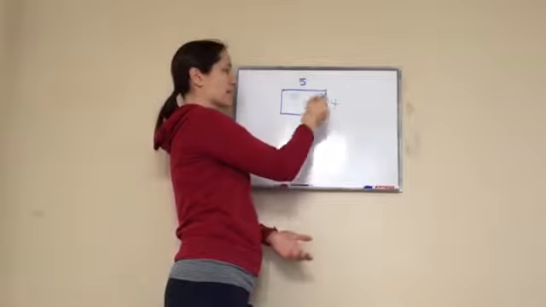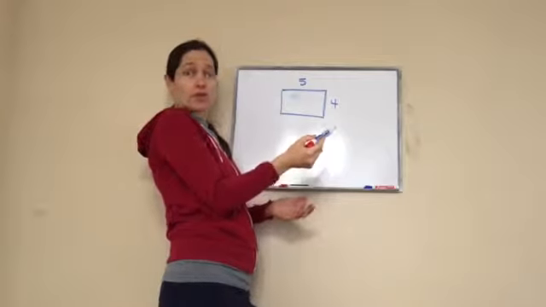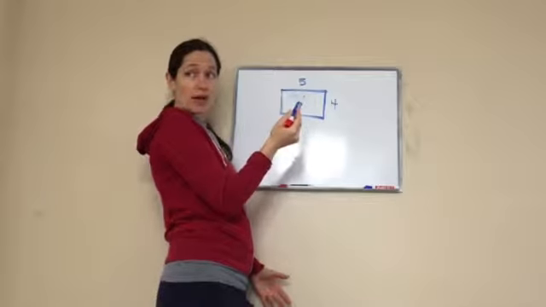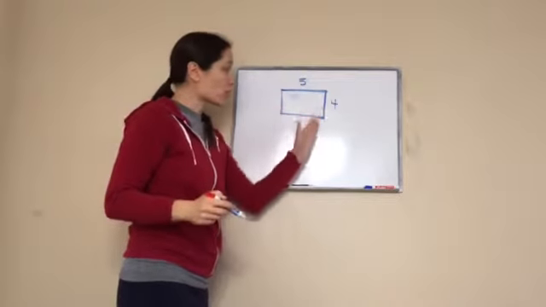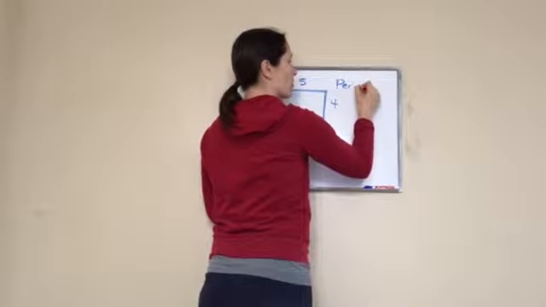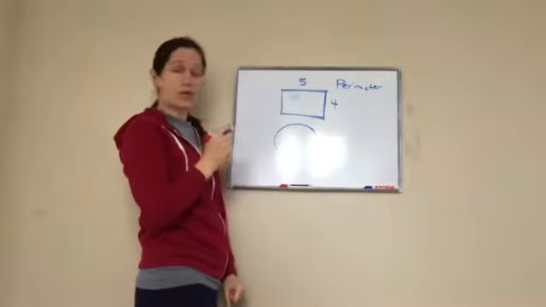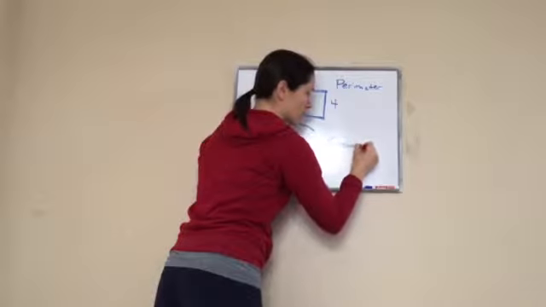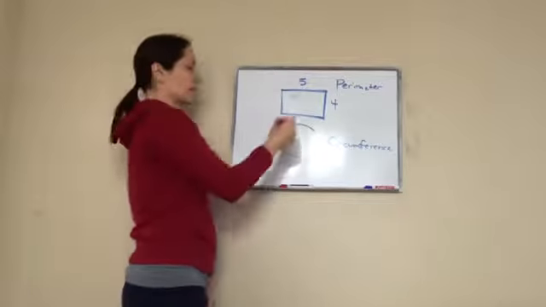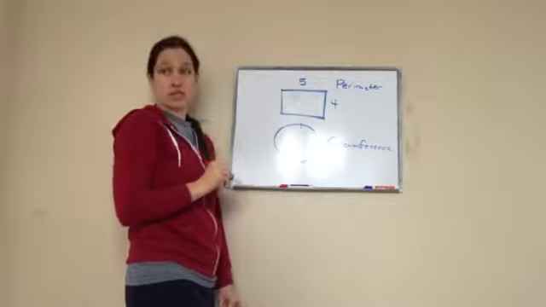Very good. So basically, we're finding the distance around this square or this rectangle, right? So we're going 5 plus 4 plus 5 plus 4, which equals 18. The distance around a square or a rectangle is called perimeter. The distance around a circle is called circumference. See the difference? The distance from here all the way around here is called the circumference.